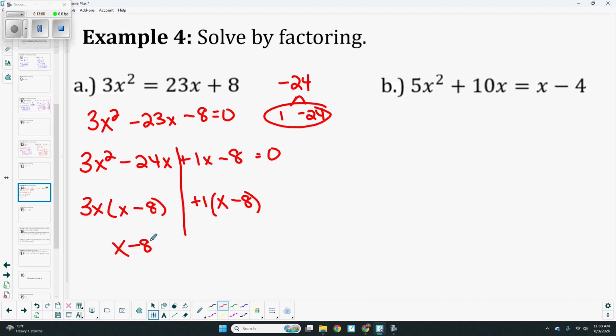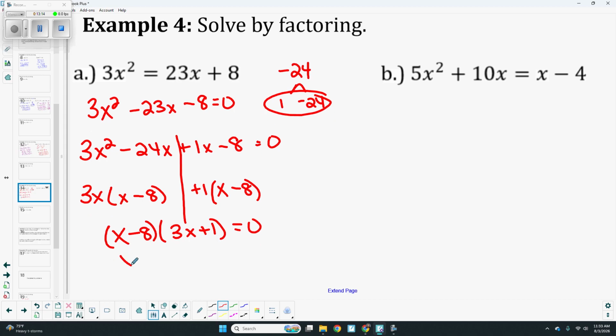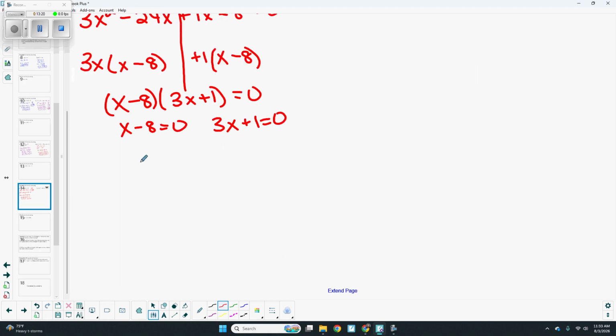So x minus 8 is one factor. 3x plus 1 is the other. And now we're going to set them equal to 0. So we're going to get x equals 8, and minus the 1, 3x equals negative 1, which means x equals negative 1/3, and x equaled 8.